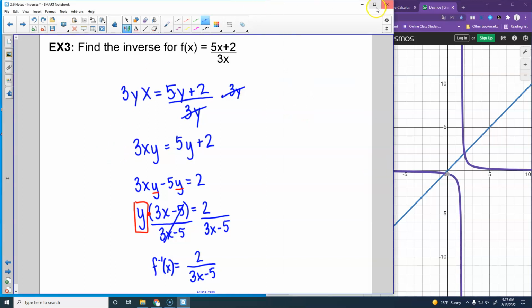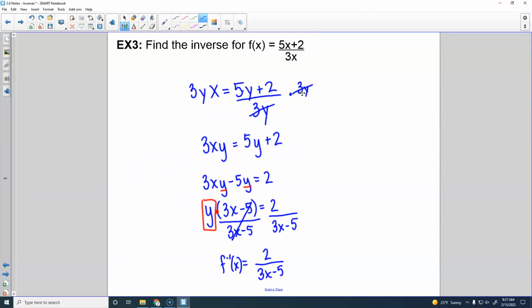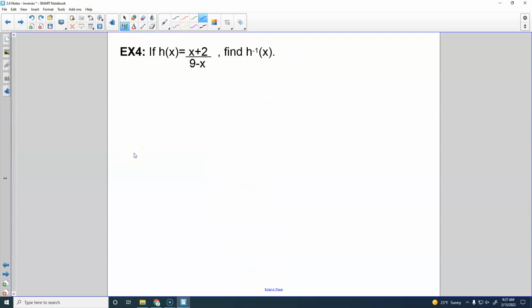So the process for that: we moved everything with a y to one side, factored out the y, and then we could divide. So let's try another one that's similar.